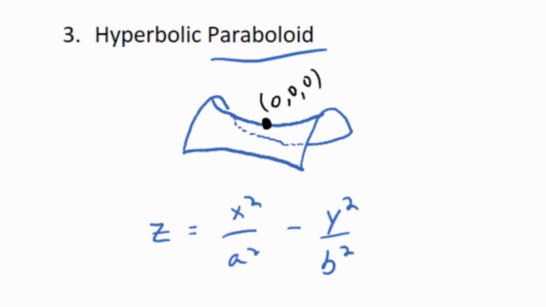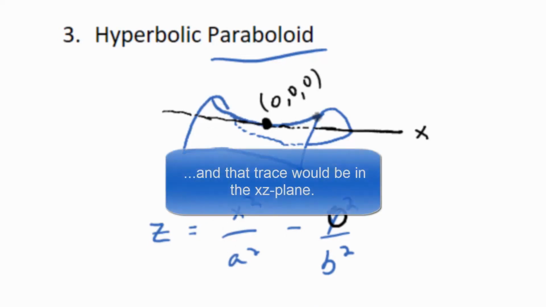Really, the way I've drawn it, so this would be the origin right here, and this axis would have to be the x-axis. So imagine setting y equal to 0. Then you'd have z equals x squared over a squared, and you'd have this upward opening parabola as a trace. So yeah, I'd have to orient it so that would be the x-axis.